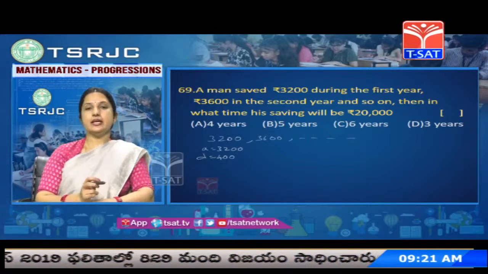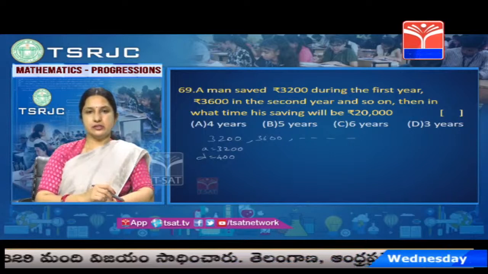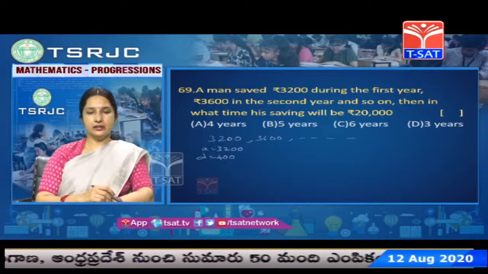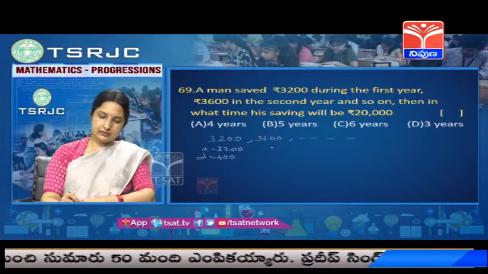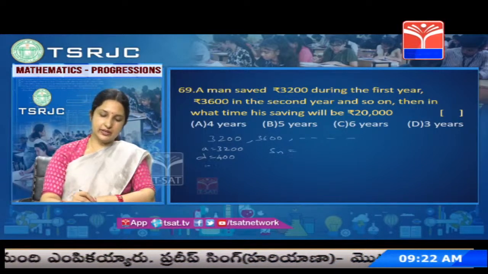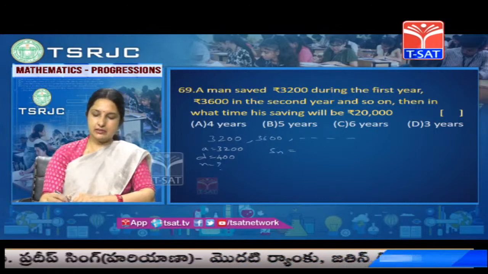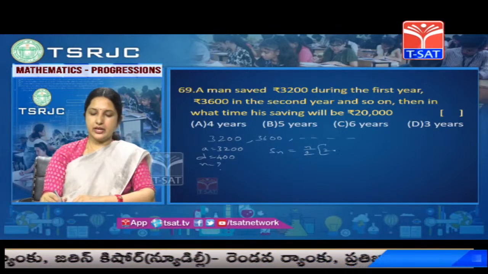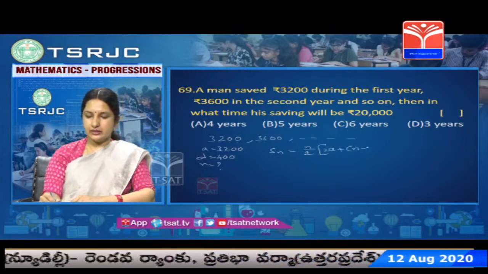Then next, Sn is given, what we require is n, we have to find out. Sn equals n by 2 into 2a plus (n minus 1) into d.